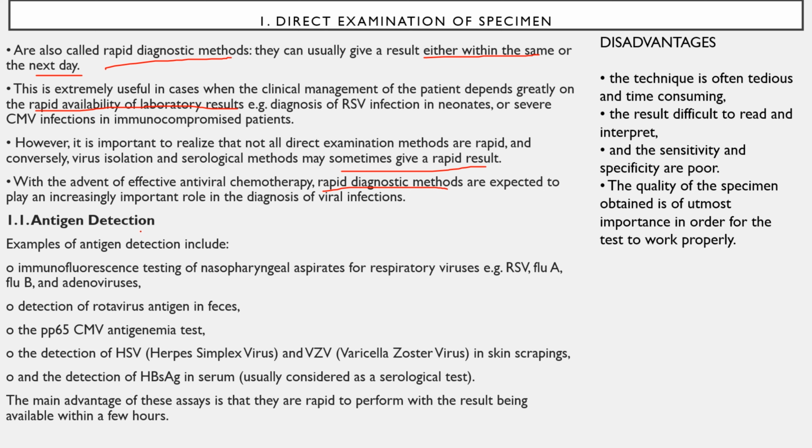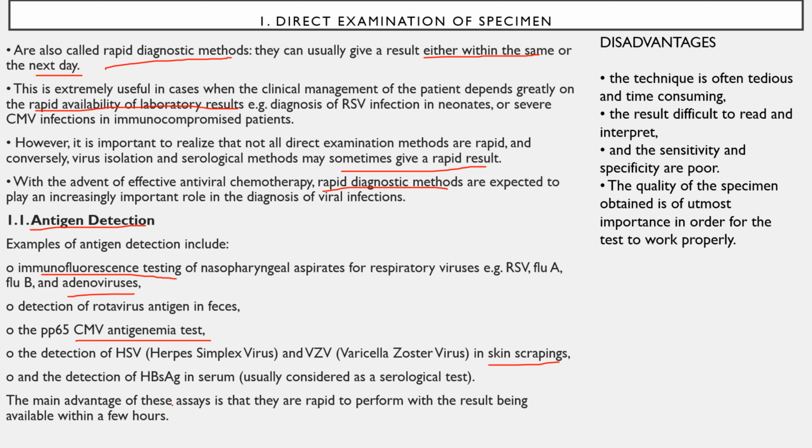So let's start with the first type of direct examination, antigen detection. This would include immunofluorescence testing for viruses such as RSV, influenza A, influenza B, and adenoviruses. Detection of rotavirus antigen in feces, the pp65 protein for CMV antigenemia tests, the detection of herpes simplex virus and varicella zoster virus in skin scrapings, and the detection of hepatitis B surface antigen in serum.